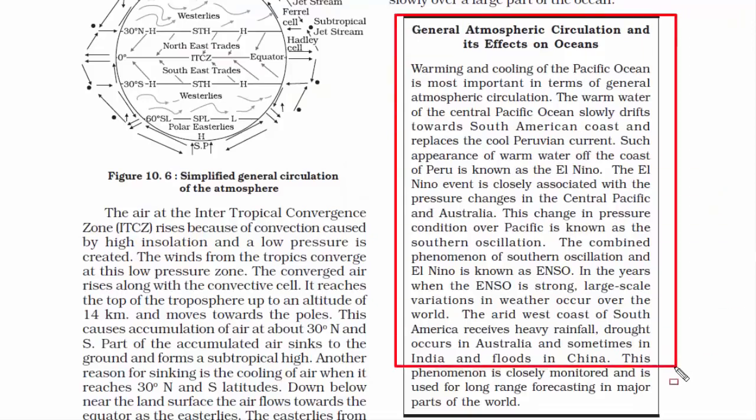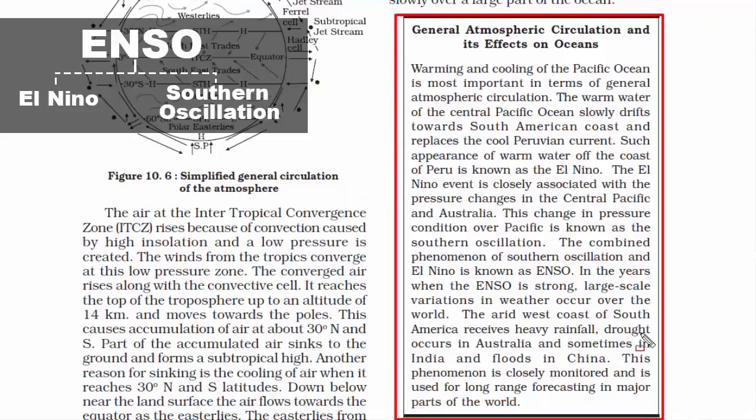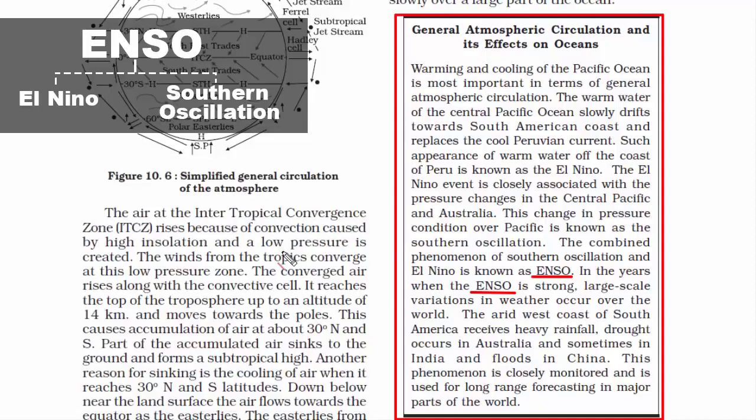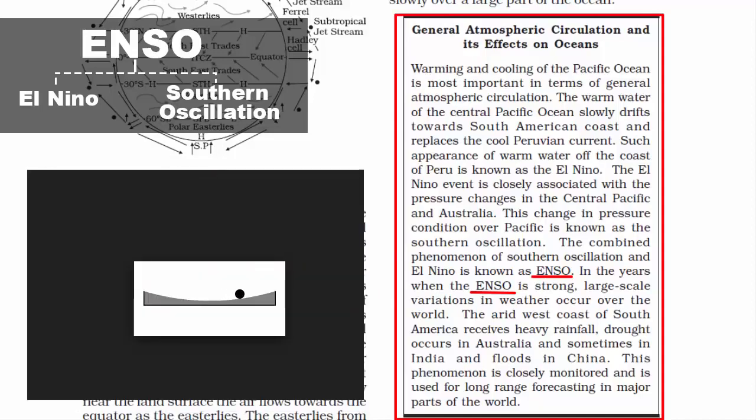Now this topic in the box revolves around this term called ENSO, E-N-S-O. If you break it, EN stands for El Nino and SO stands for Southern Oscillation. Because ENSO phenomena mostly occurs at the southern hemisphere, just right below the equator. And when you look at the term oscillation, it gives us a hint that something oscillates from one place to another or back and forth.